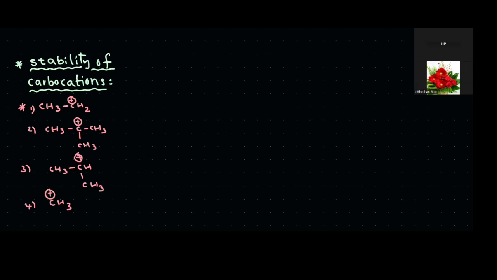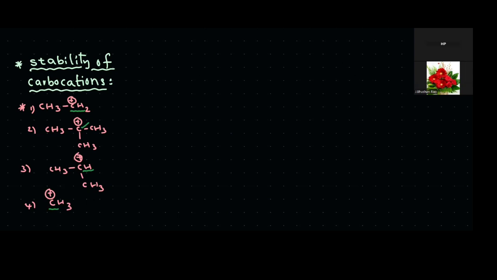Now, this is the main carbocation. We have to identify the stability of this carbocation. Here this one is the carbocation. Here this is the carbocation. This one. Now, first, how to identify the stability for these given compounds?